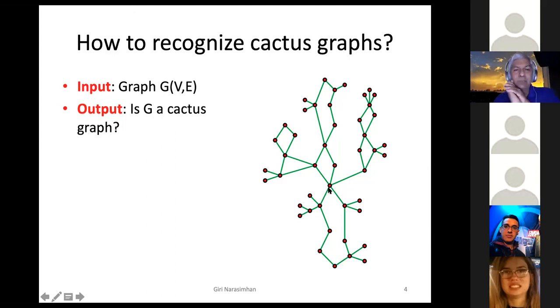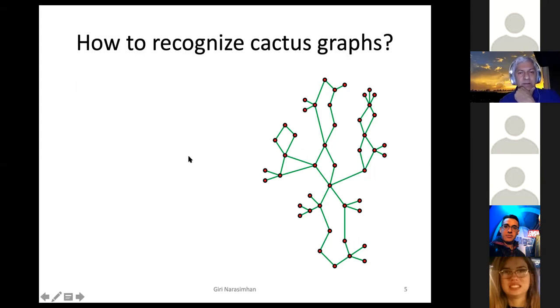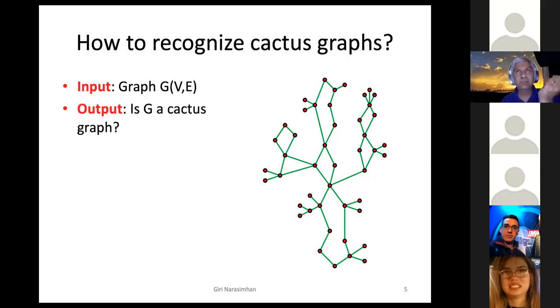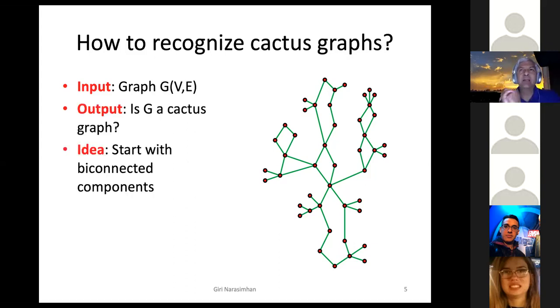Now, how do we go about this? In order to recognize this, of course, we know what the input and output is. And the basic idea is going to be to start with bi-connected components. I'm going to need you to help me figure out how to go about doing this. Any thoughts on this?